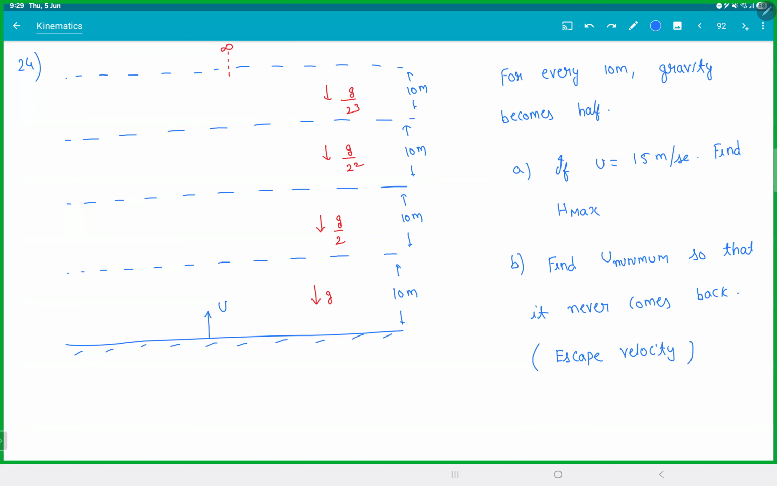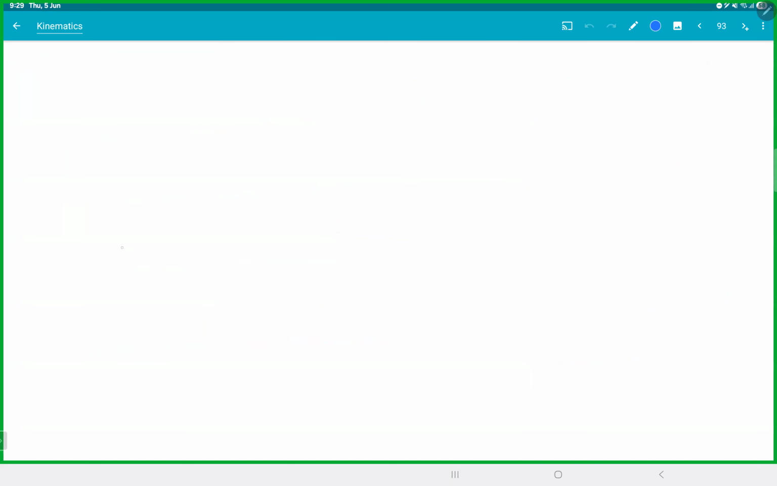Let's see the first part. Now see, yeah, I agree. You can't use the formula completely, but again, you can use the formula as long as g is constant, isn't it? So let's do this way. That statement is right. You can't use the formula for the entire motion, but I can use it for the first 10 meters. So for the first 10 meters, the gravity is g.